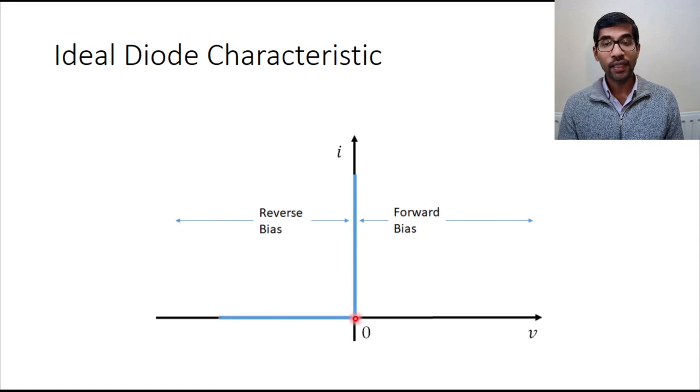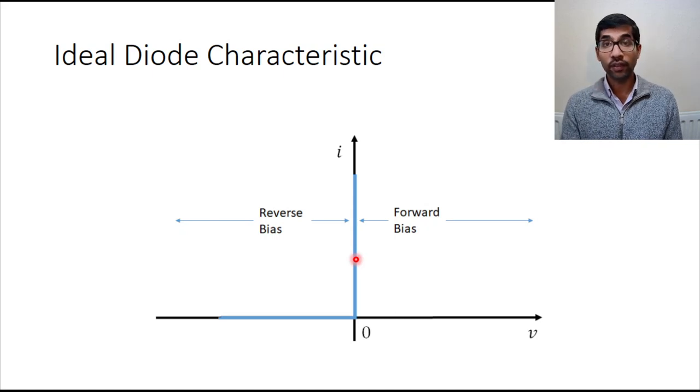And when we are in the forward bias, that is when the voltage across the diode is positive, it's basically a closed circuit and the current is infinite, and the current is not determined by the diode itself but by the external circuit. Okay, but this is the ideal diode characteristic.